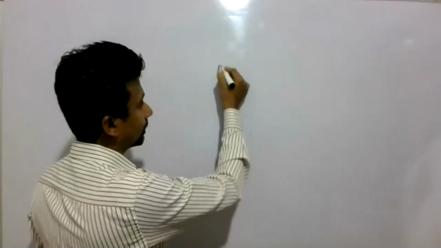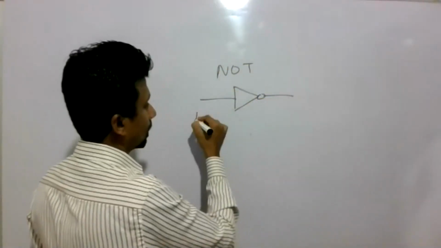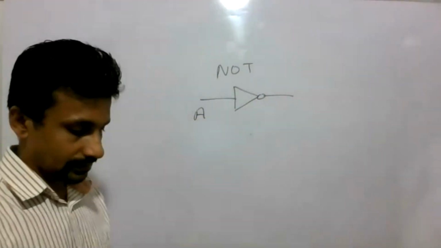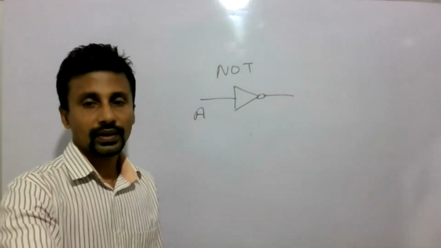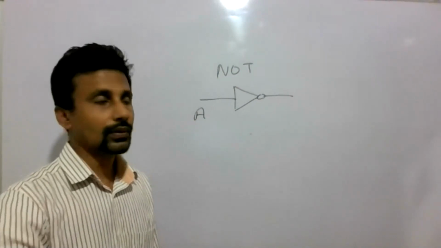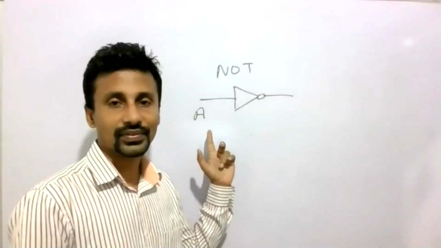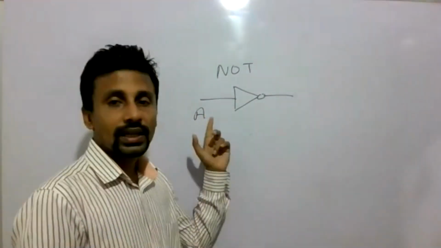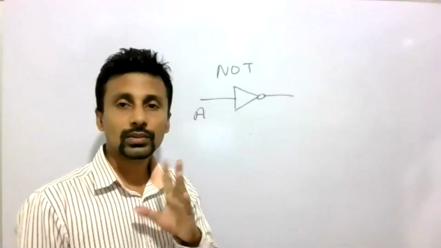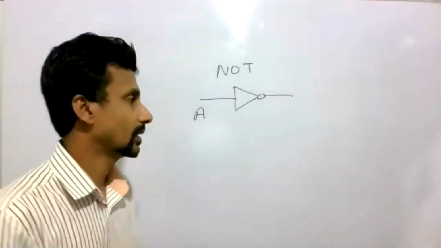I'll go to the NOT gate. So there's a difference. What is the difference? The difference is that you have only one input. You can't have 2 or 3 inputs; you have only one input.